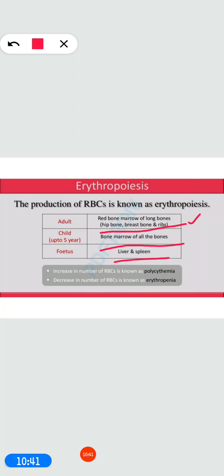The increase in the number of RBC is known as polycythemia, and the decrease in the number of RBC is known as erythropenia. Again, erythropenia is the decrease in the number of RBC, and polycythemia is the increase in the number of RBC. This is the production of RBC.